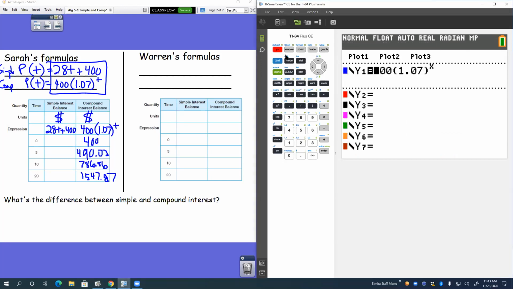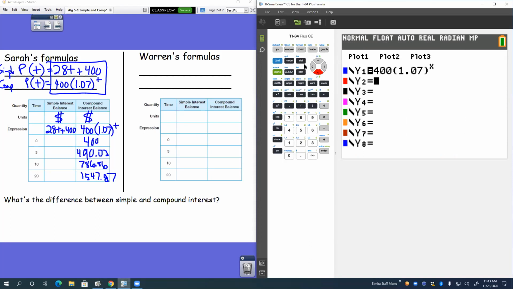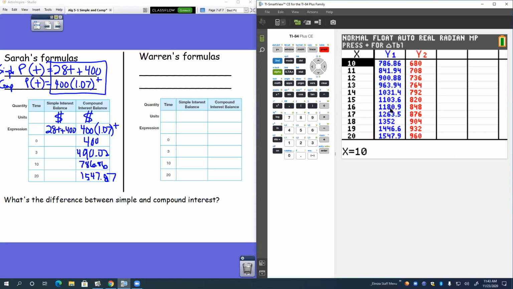When we go to the other one, remember that you can type in things at the same exact time by putting it in the y sub 2. So 28x plus 400. And I can go to my table. I'm really looking at the y of 2 column. So 20 is 960. 10 is 680, and I'm getting it from this red column. 3 is 484. And 0 is 400, because that's what we started off with.